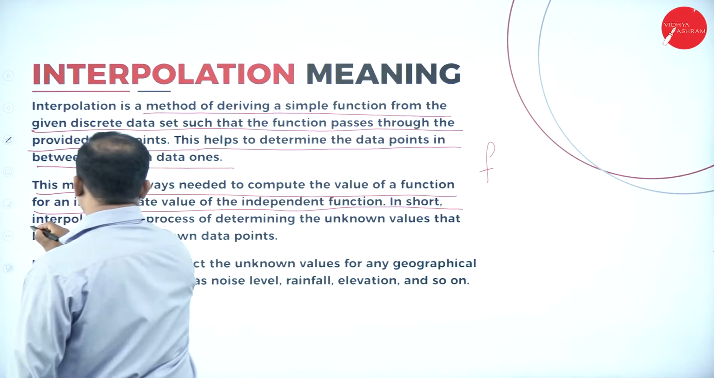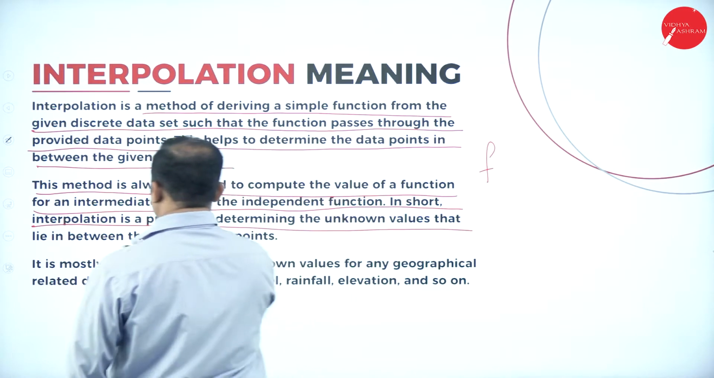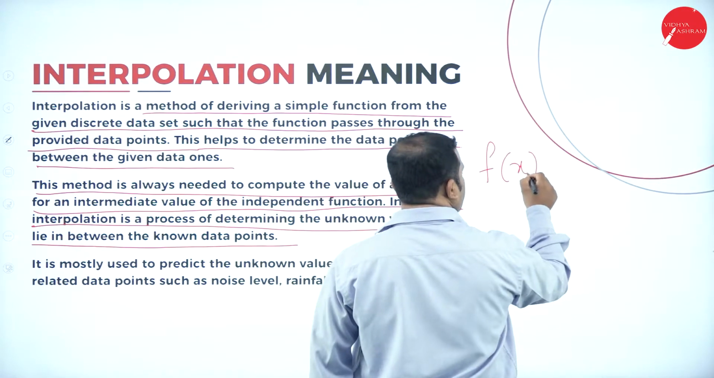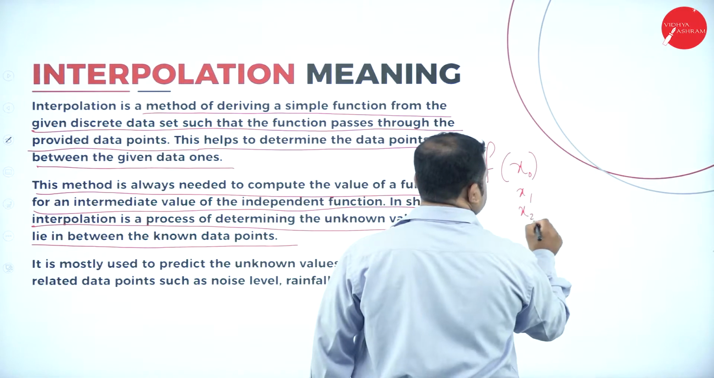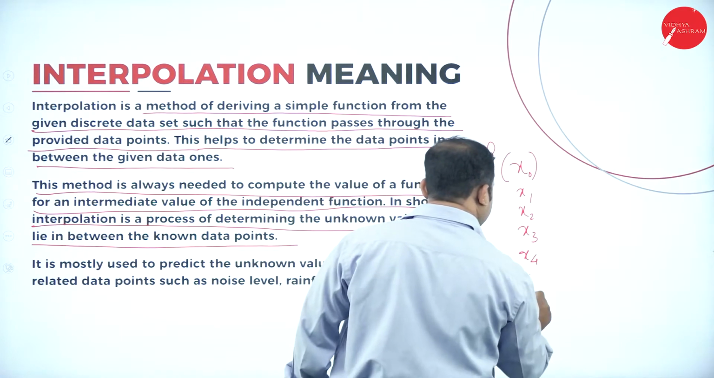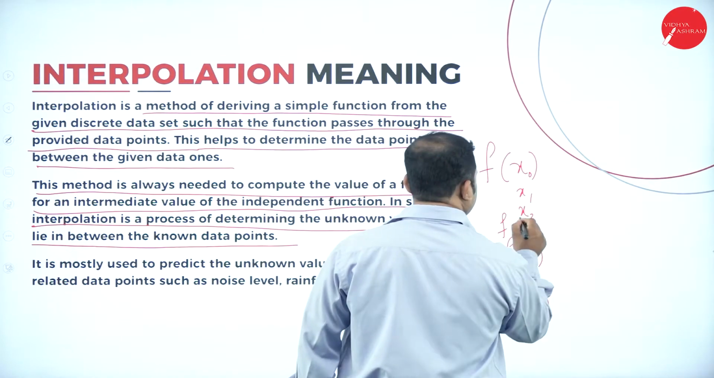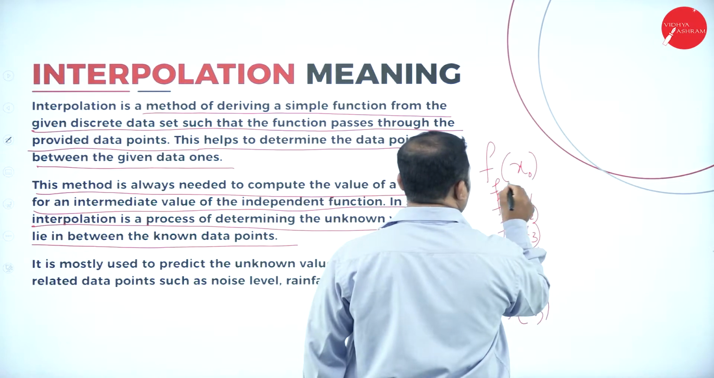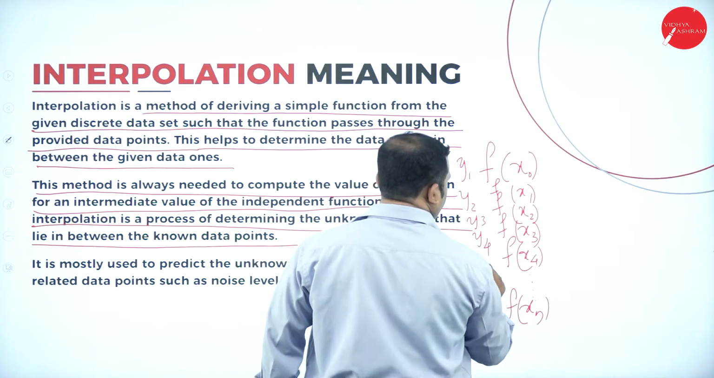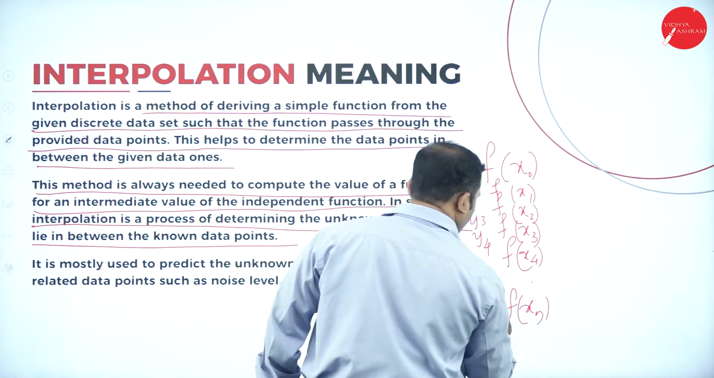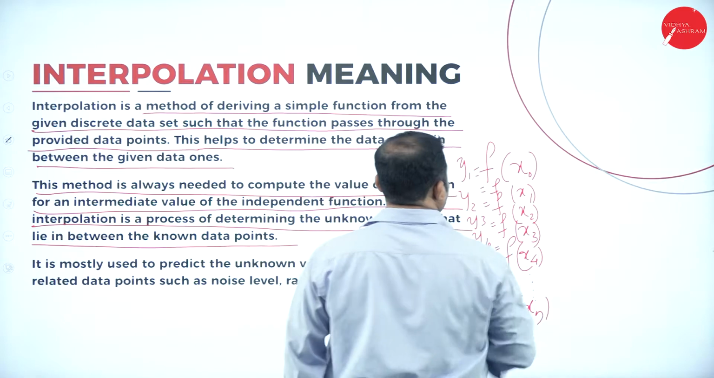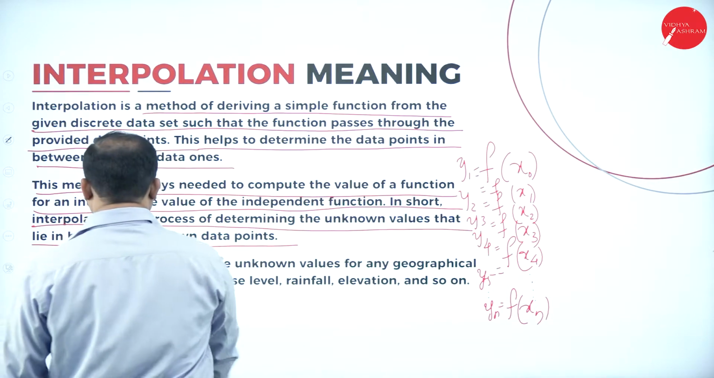In short, interpolation is a process of determining the unknown values that lie in between the known data points, the values x0, x1, x2, x3, x4, and so on till xn. The function of these data points determines the values y1, y2, y3, y4, y5, and so on till yn. That is the one I am going to use.